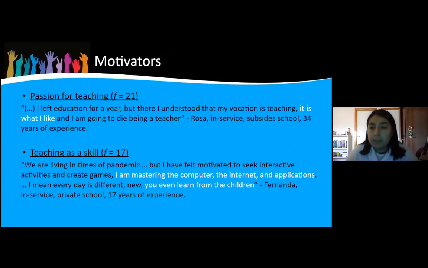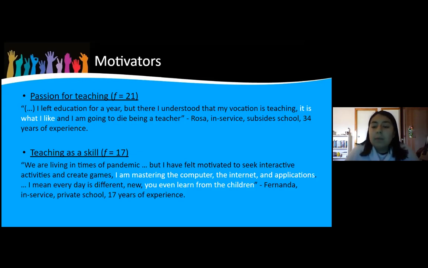First, passion for teaching, which refers to each teacher's passion for the act of teaching itself. This came out of expressions like, "It is what I like and I'm going to die being a teacher." Second, teaching as a skill, which involved the teacher's self-improvement, perseverance, and instrumental use of the pedagogy in their lives.